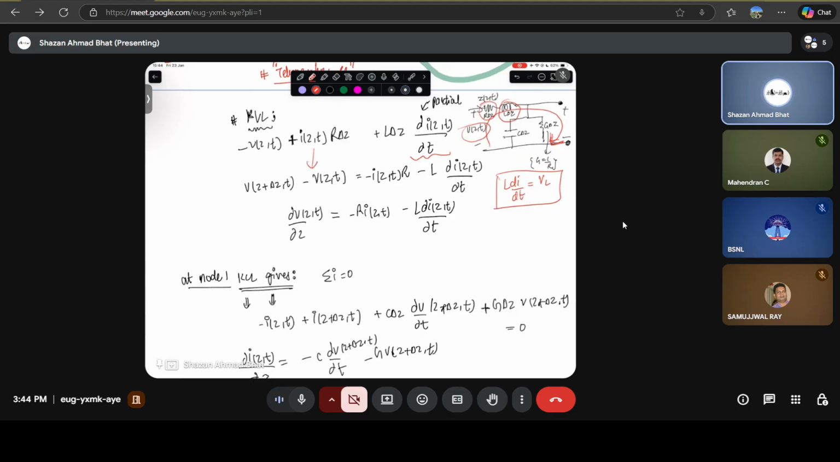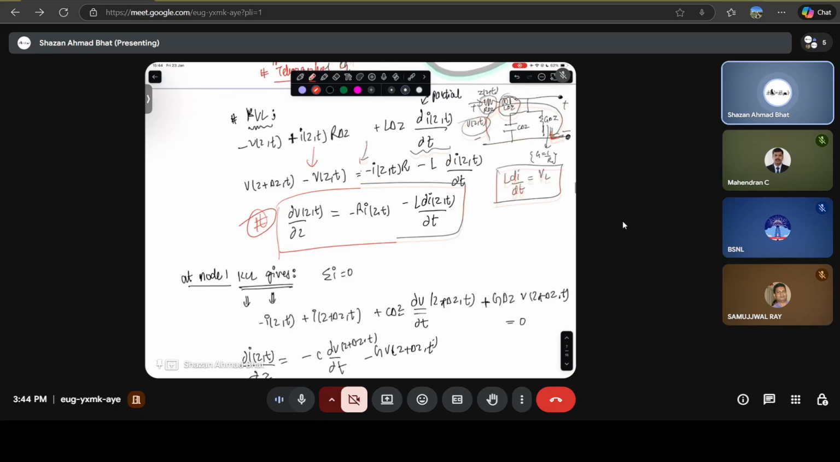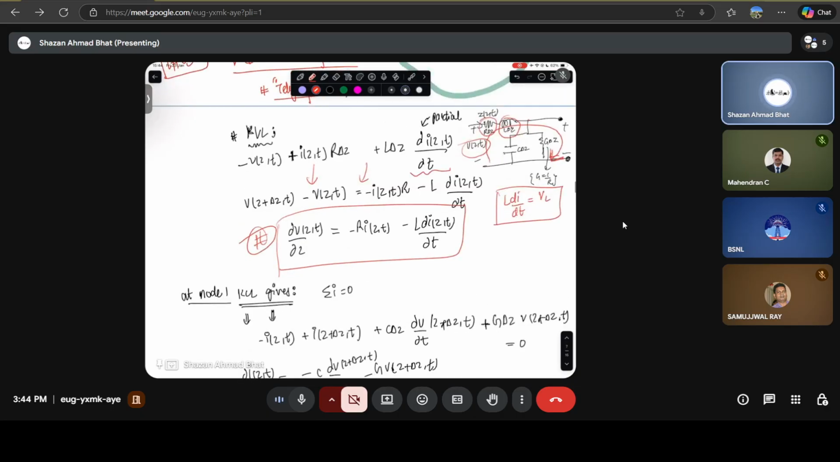So you solve these particular equations, you arrive at this particular relation, which is basically the variation of the voltage with respect to the z direction, which is basically the spatial direction. Again, you write a KCL. Basically, the KCL is used at this point.